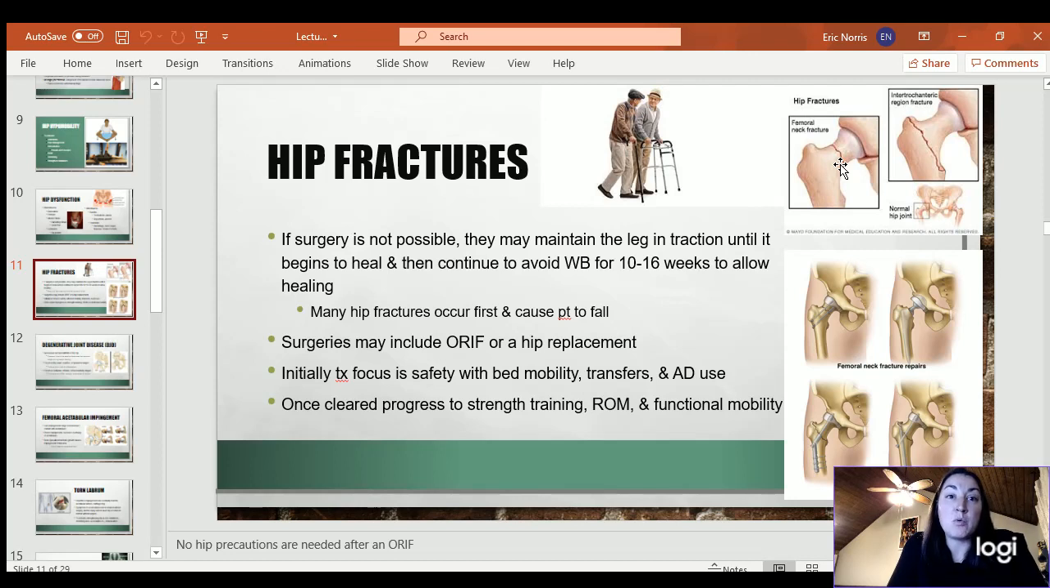And then they will continue to avoid weight bearing for a very long time, usually 10 to 16 weeks. So they will place the leg in traction initially as it starts to heal, just to keep the bones from fusing to each other and making the hip joint completely immobile, but also to allow for proper healing within that joint. And then they will be instructed to completely avoid weight bearing for 10 to 16 weeks, which is really, really difficult. Getting up to go to the bathroom and shower and all those things.